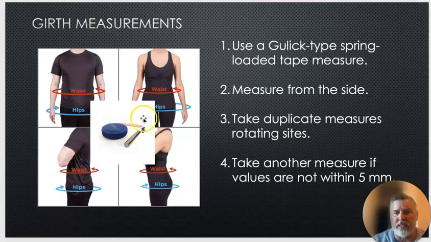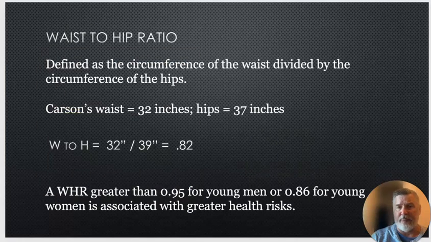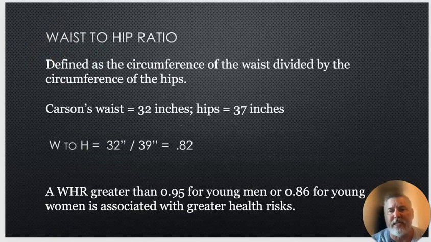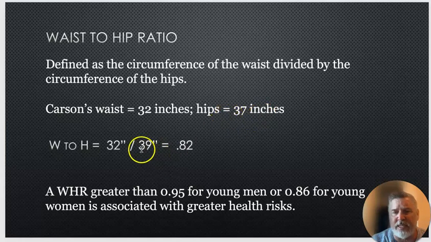This is what we use in lab, and this metal part has a spring tension because when you're measuring, you don't want to dig in. If you need to review, the protocol is in your ACSM book, but you also can refer to this slide. Once you measure waist and hips, it's quite easy. You just divide the waist measurement by the hip measurement. In this case, the person's is 0.82.